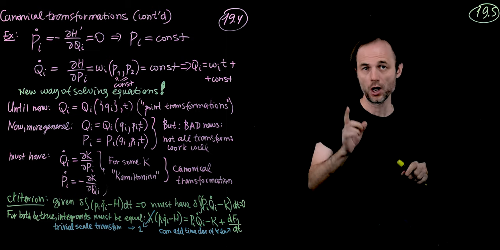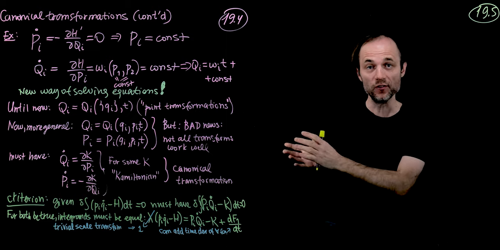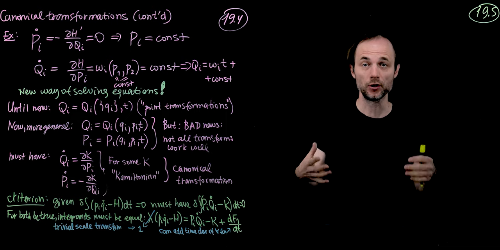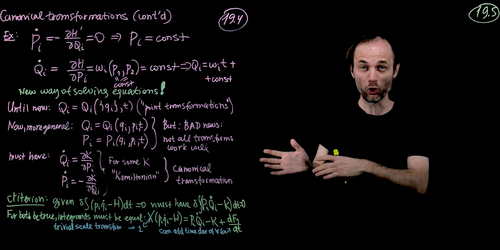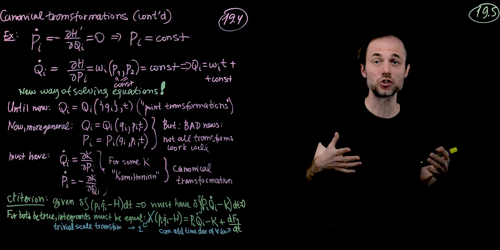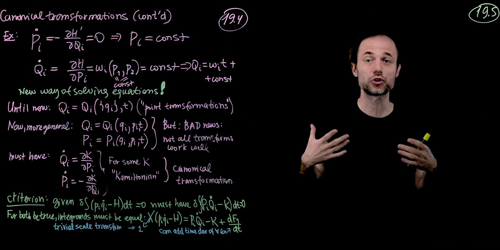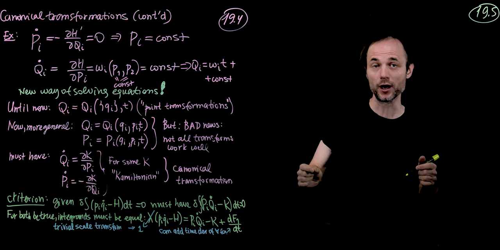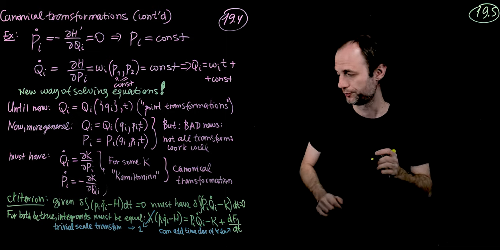We're almost there. Okay, so right here, what we found is that in order for our system to satisfy canonical equations of motion in both the old and the new coordinates, which is the sufficient and necessary condition for our transformation to be canonical, that requires that the following is true.